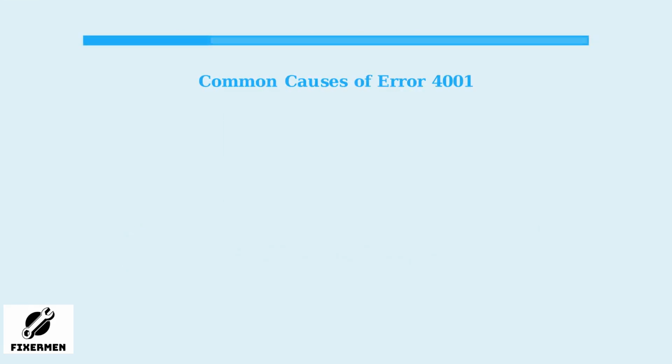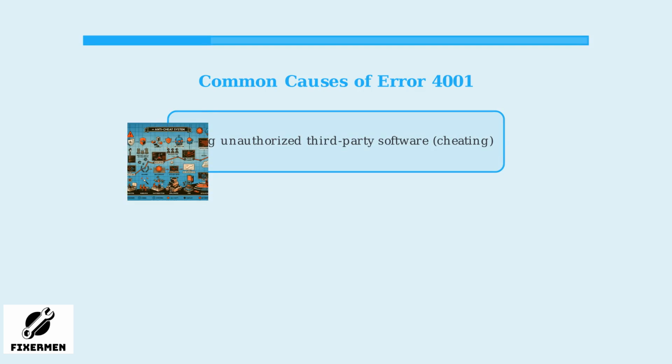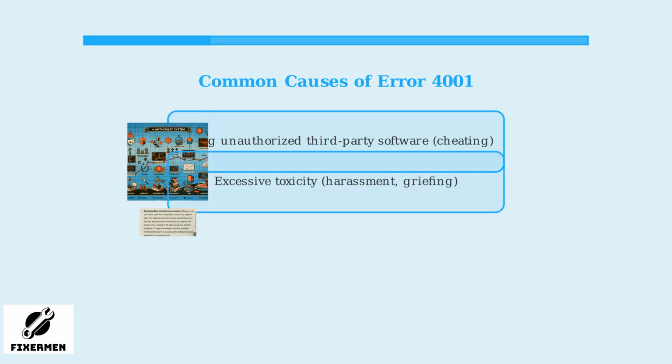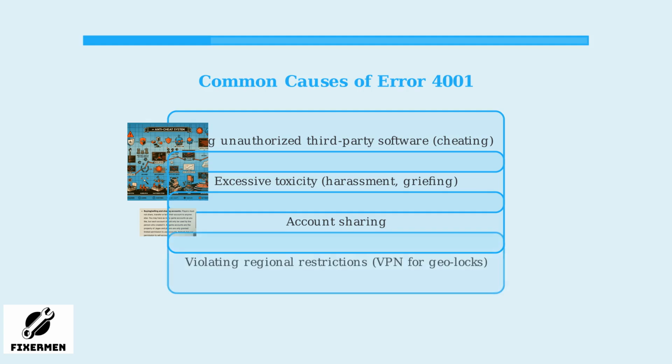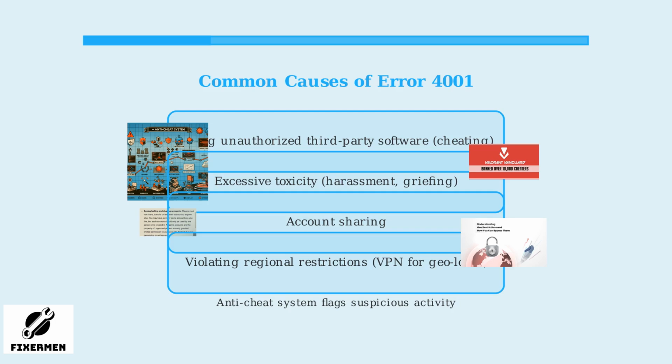Several actions can lead to Error 4001. These include using unauthorized third-party software, which is considered cheating. Engaging in excessive toxicity, such as harassment or griefing, can also trigger the error. Account sharing is another common cause of Error 4001. Violating regional restrictions, for example using a VPN to bypass geolocks, can lead to this error. The anti-cheat system, similar to Vanguard in other games, flags suspicious activity and enforces these restrictions.